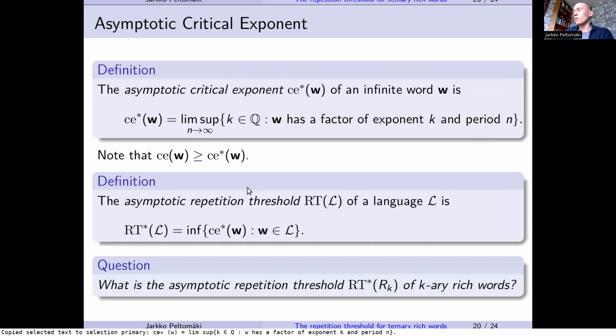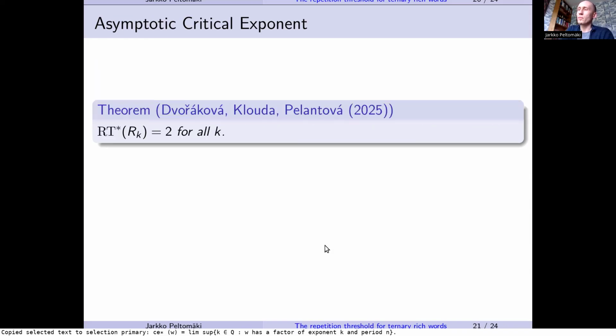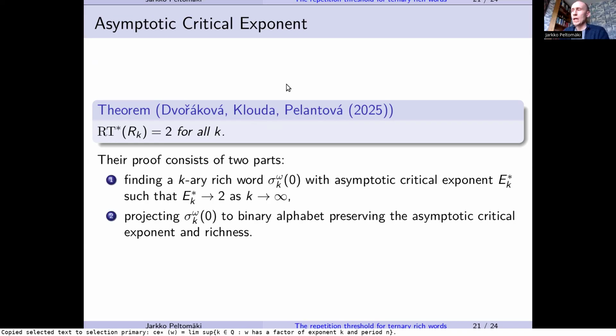And in particular, you can ask what's the asymptotic repetition threshold for K-letter rich words. It was recently published, the proof by Dvorakova, Klauda, and Pelantova, that this asymptotic repetition threshold for rich words always equals 2, independent of your alphabet size. It's a nice result. I'm not going to talk too much about their paper, but there are essentially two ingredients to proving this.